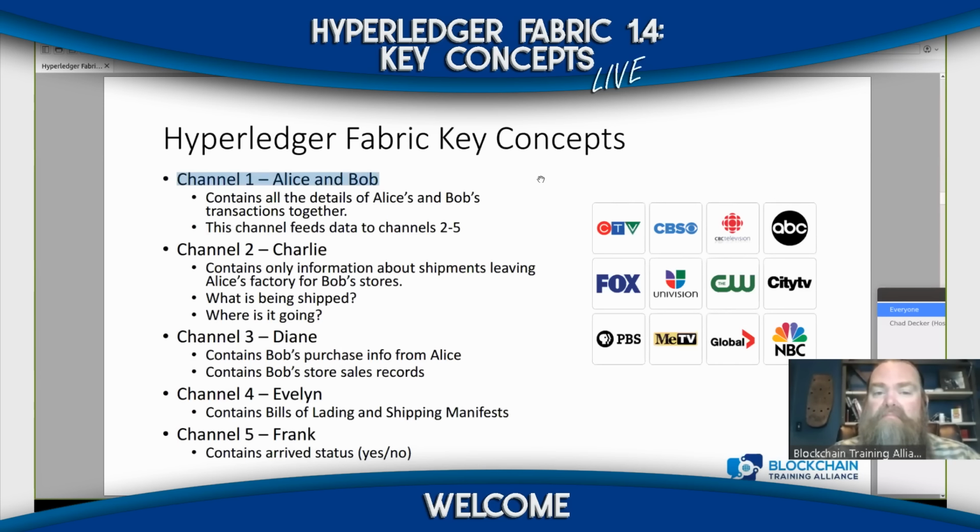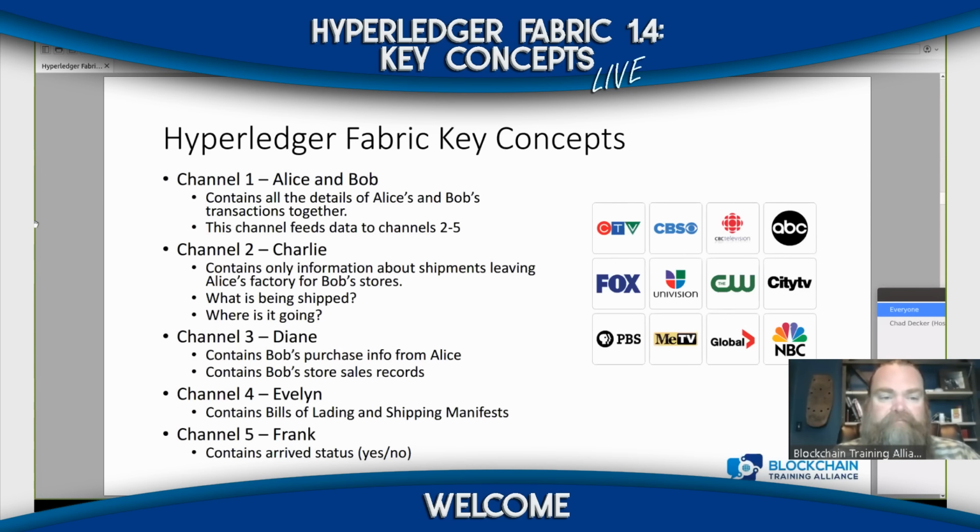Bob is a member of many different channels. One of them happens to be shared with Alice, but on this channel between Alice and Bob, they see all of the details of their transactions with each other. And we use data here from channel 1 to feed the rest of these channels, channels 2 through 5.